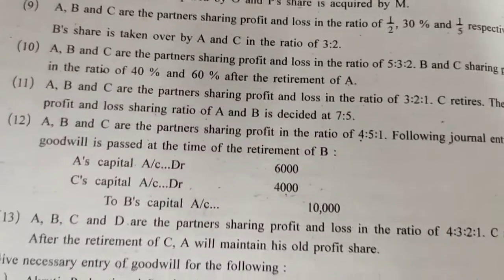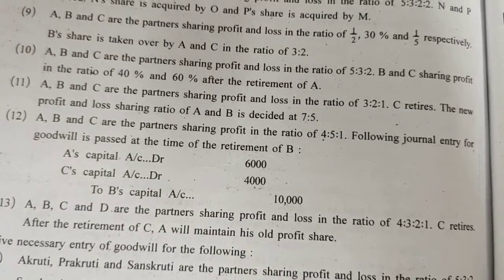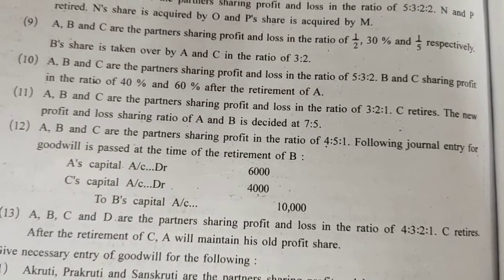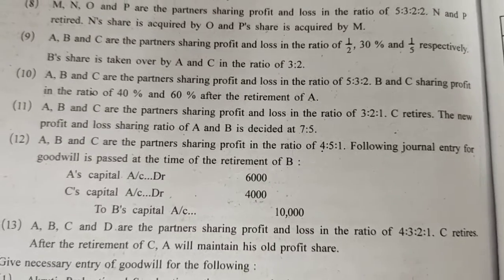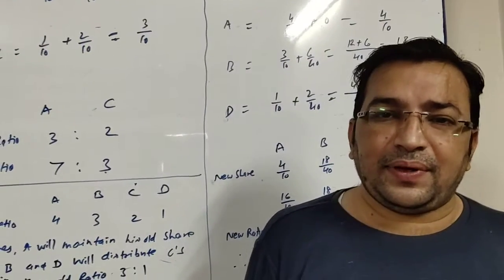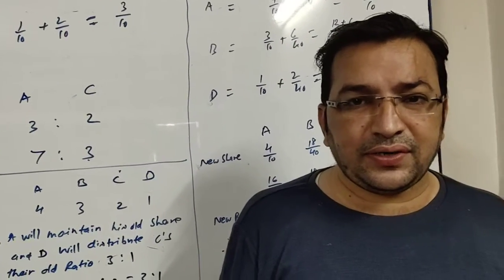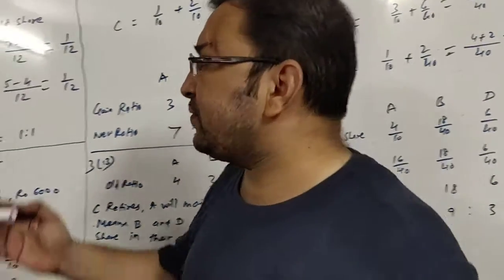A, B and C are partners sharing profit and loss in the ratio of 3:2:1. C retires. The new profit and loss sharing ratio of A and B is decided as 7:5. Very simple sum. They have given us the old ratio as well as the new ratio. So let us see. Very simple to solve.